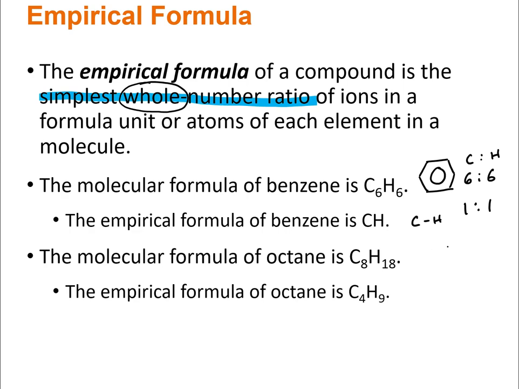If we have octane, that would be 8 carbons and 18 hydrogens. If you want to simplify that down, you can divide both by 2. And you get the empirical formula, which is C4H9. Can't reduce it any further than that. We're going to be figuring out the empirical formulas for different compounds. When we do that, what you end up with should be a whole number, and you should not be able to simplify it any further. So keep that idea in your back pocket.